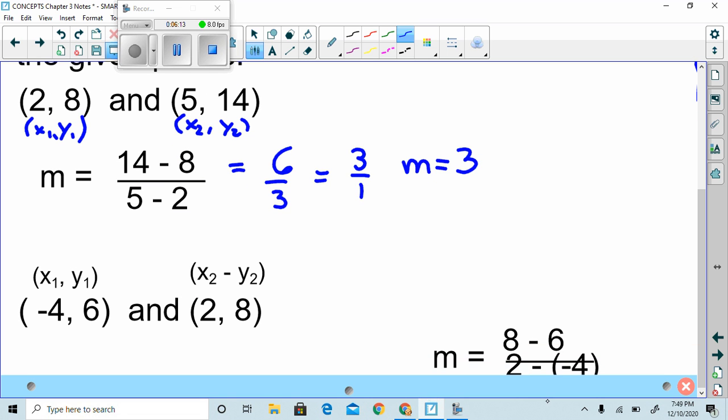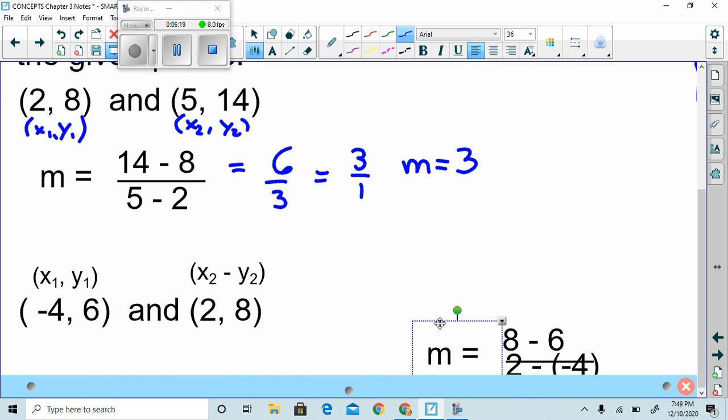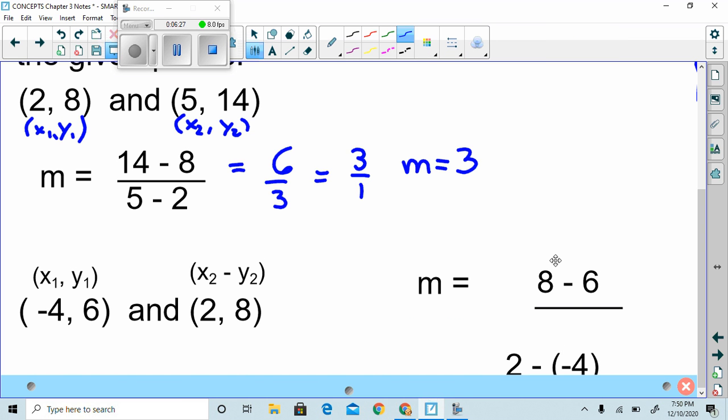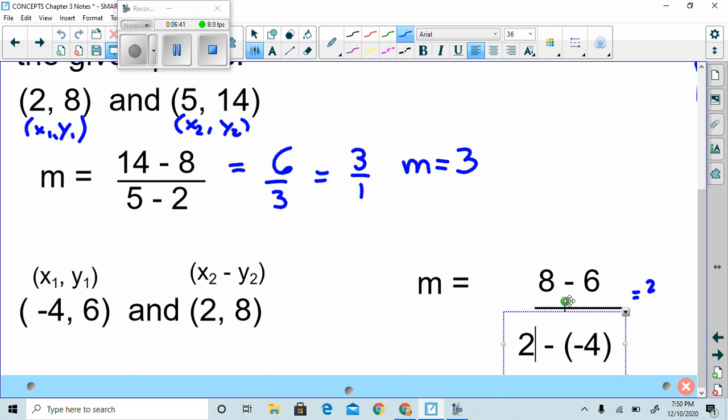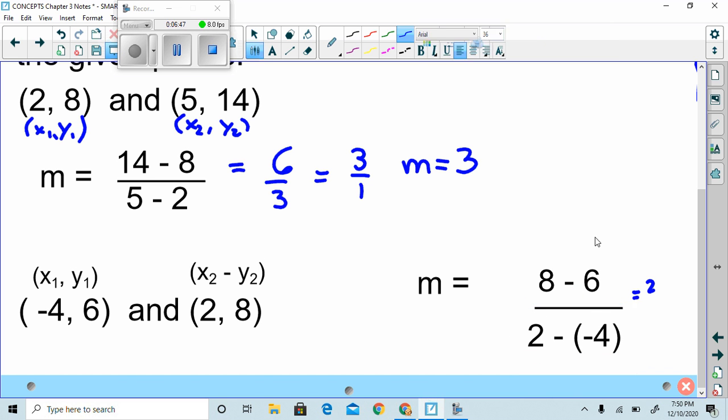Once again, we see that we have my formula, and I'm going to calculate my rise over run, and I have it set up here. Let me just move it so it's easier to see. I'm going to start with my change in y, which is 8 minus 6. And 8 minus 6 will give me 2. On the x's, change in x is going to be 2 minus a negative 4. Putting that in parentheses and then adding the opposite, I'll get 6. That can be simplified to 1/3.